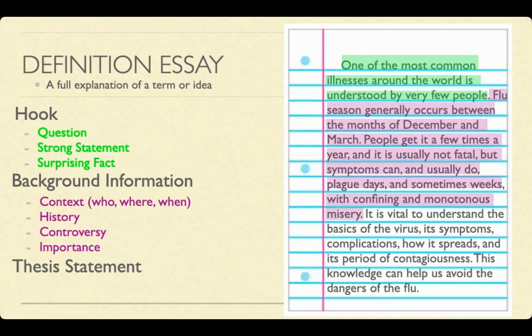Flu season generally occurs between the months of December and March. People get it a few times a year, and it's usually not fatal, but symptoms can and usually do plague days and sometimes weeks with confining and monotonous misery.